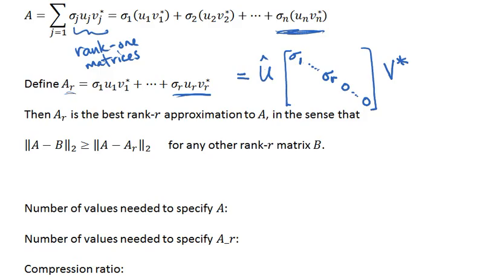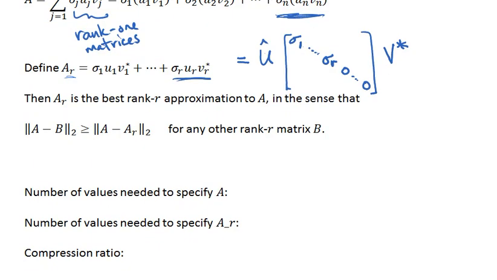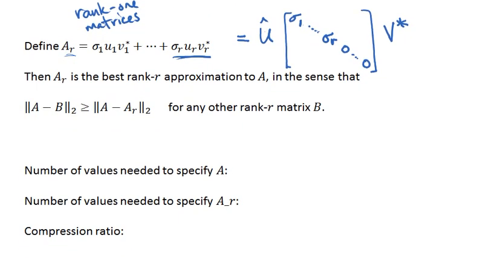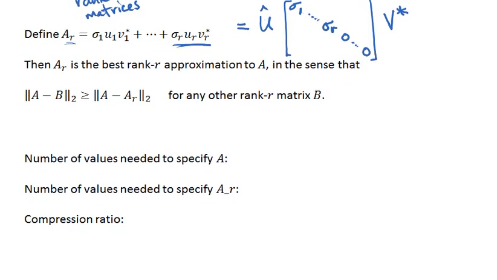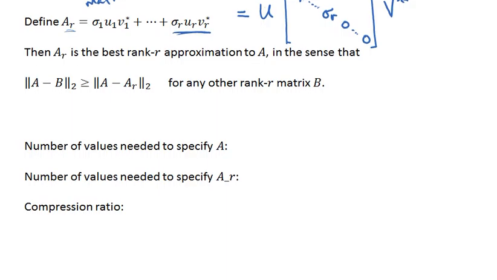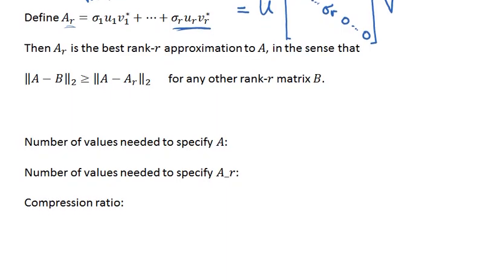Well, it turns out that A sub r is a very special rank r matrix. It's the best rank r approximation to the original matrix A. And that's made precise by using the 2 norm. So if B is any other rank r matrix, then the norm of A minus B is at least as big as the norm of A minus A sub r. So A sub r does as good a job as any other rank r matrix.